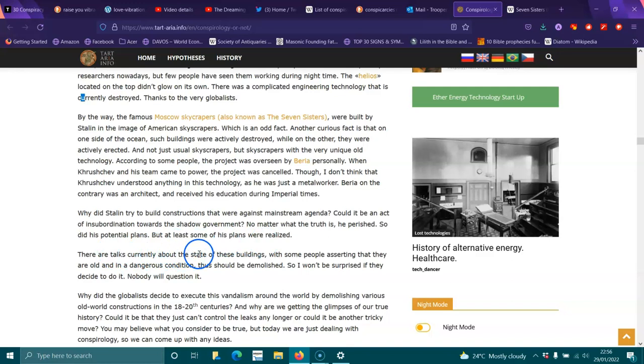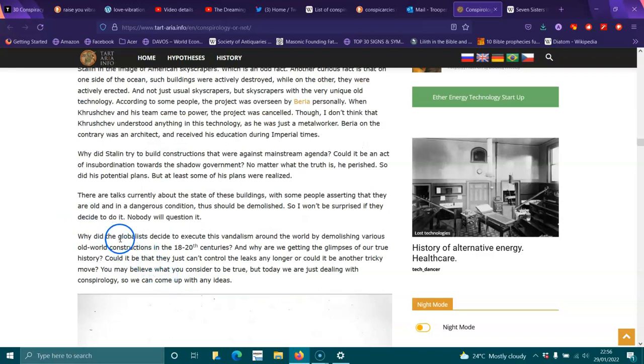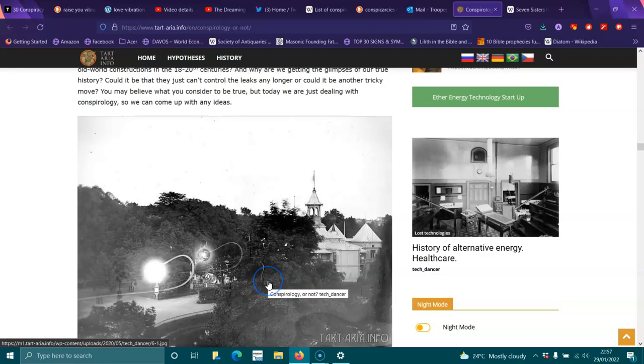There are talks currently about the state of these buildings, with some people asserting that they are in old and dangerous condition and thus should be demolished, so I won't be surprised if they decide to do it. Nobody will question it. Why did the globalists decide to execute this vandalism around the world by demolishing various old world constructions of the 18th to 20th century? And why are we getting glimpses of our true history? Could it be that they just can't control the leaks any longer, or could it be another tricky move? You may believe what you consider to be true, but today we are just dealing with conspirology. So we can come up with any idea.